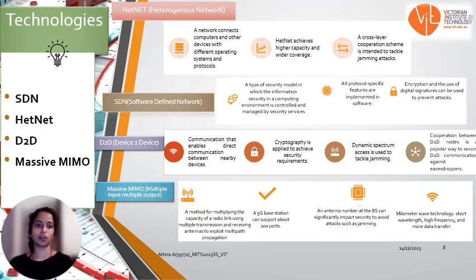These are the technologies used in the 5G wireless network: SDN, HetNet, D2D, and Massive MIMO. First one is HetNet, that is heterogeneous network. Here the network connects computers and other devices with different protocols. This feature gives high capacity and wide coverage, and it also prevents jamming attacks by a cross-layer cooperation scheme.